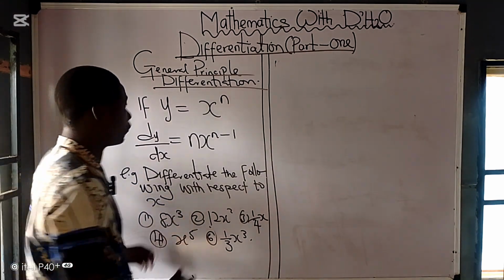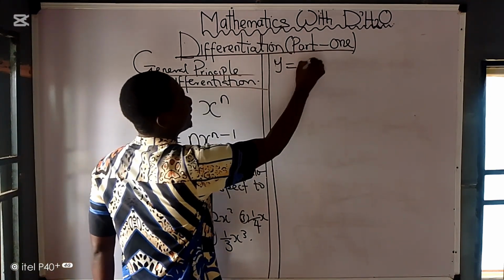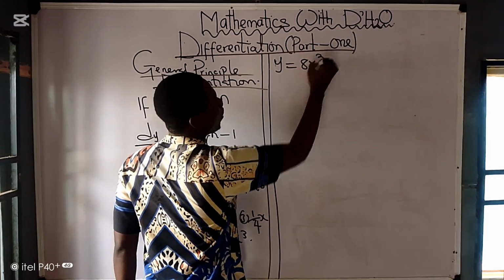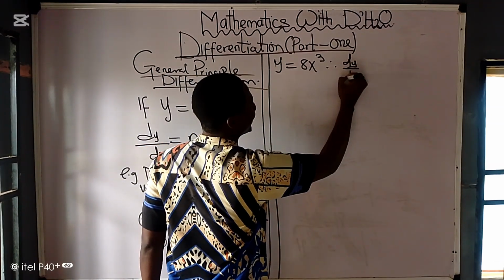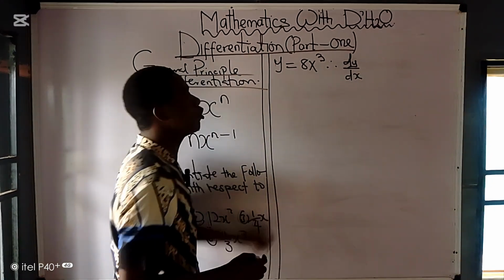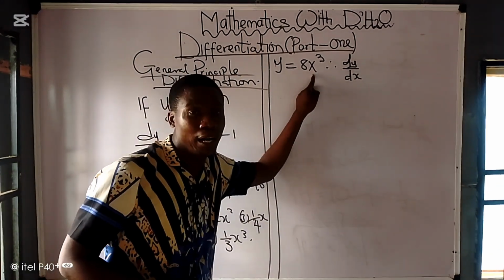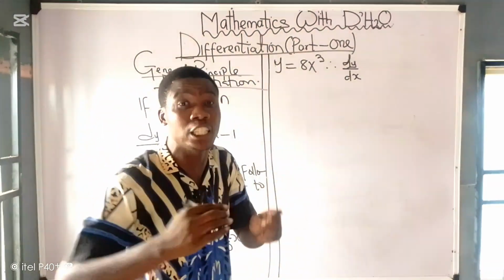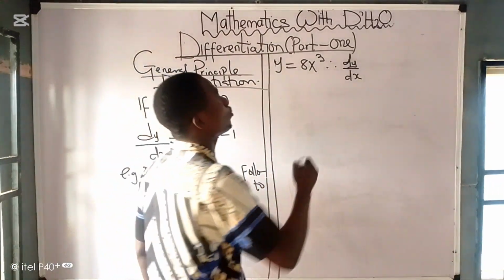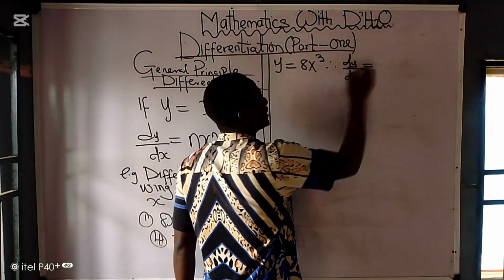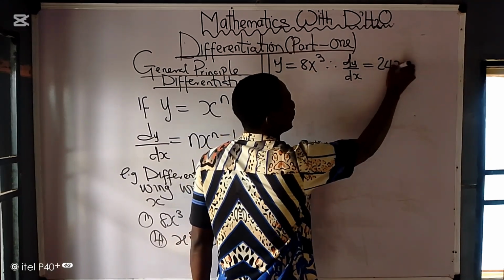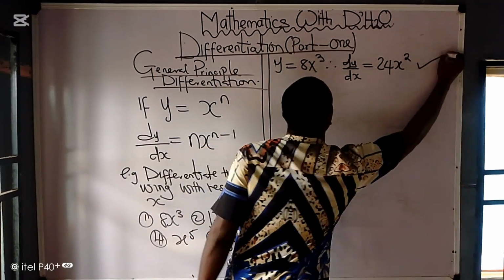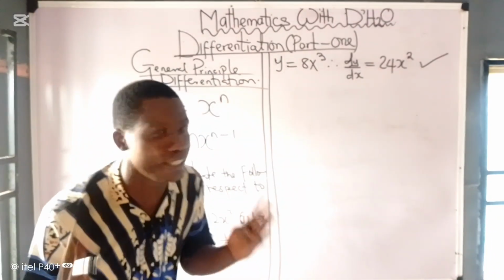Very easy. The first one says y is 8x cubed. How do we use the differentiator? Very easy. dy over dx. Please learn this quickly. I use 3 to multiply the number. If I use 3 multiply 8, it will give me 24. So I'm going to get 3 times 8, 24. Then I remove 1 from the power of x. It becomes 24x squared. That's the answer. Very easy.